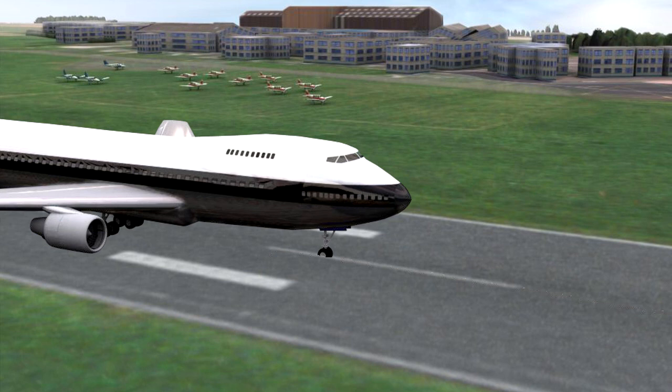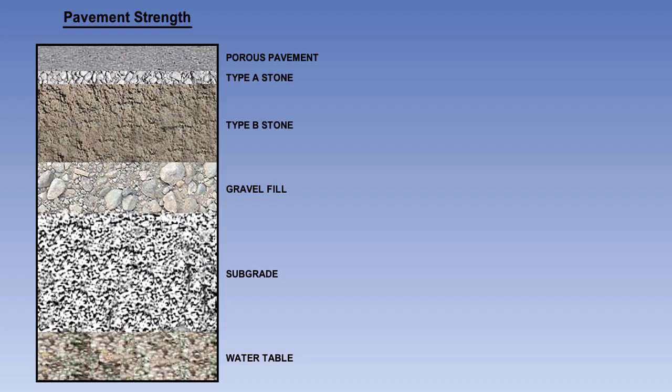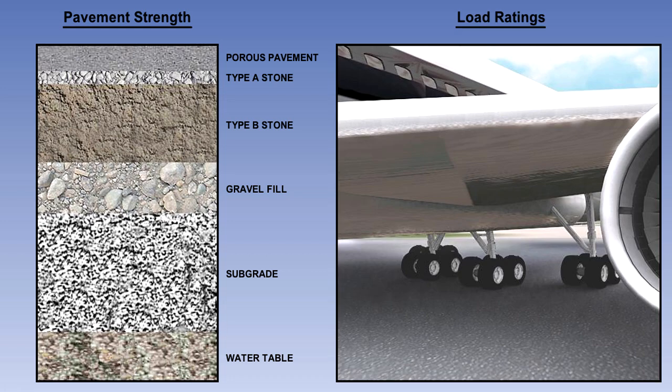In order to prevent aeroplanes and aerodromes suffering from such problems, a standard classification system of aerodrome and aeroplane loading was adopted by the ICAO, International Civil Aviation Organization. This classification is divided into two main parts. One part establishes pavement strength codes for all aerodromes, and the other establishes load ratings for all aeroplanes. We will deal firstly with the pavement strength codes for aerodromes.